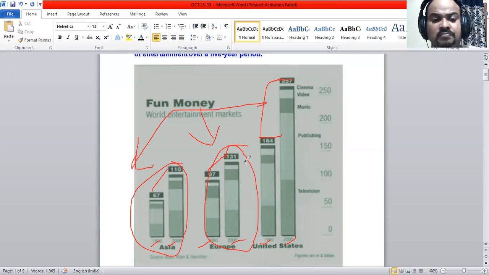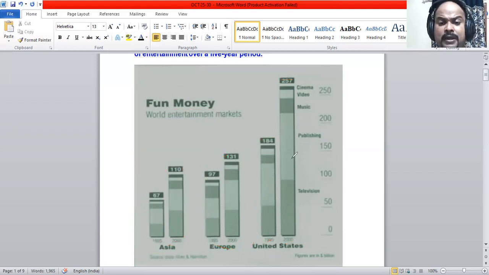Now, what we can see further is that the most money was spent on publishing. In general, the most money was spent on publishing, and the second highest was spent on television. The other three areas have lower spending proportions. So this is what we see.